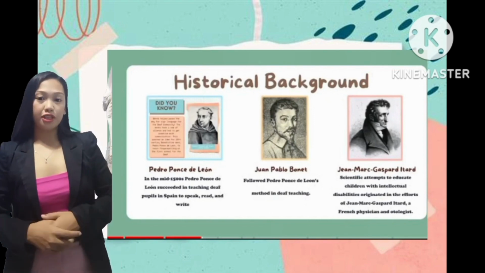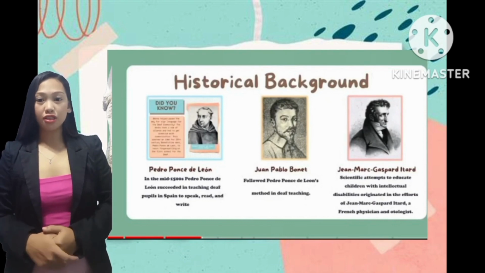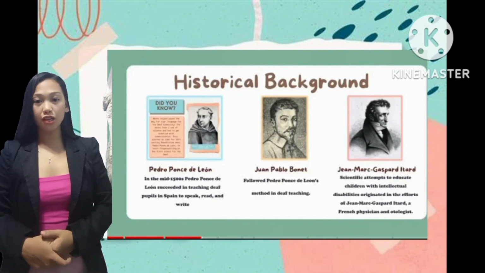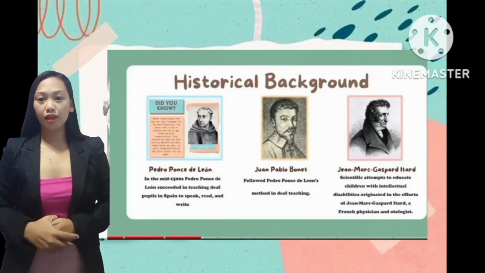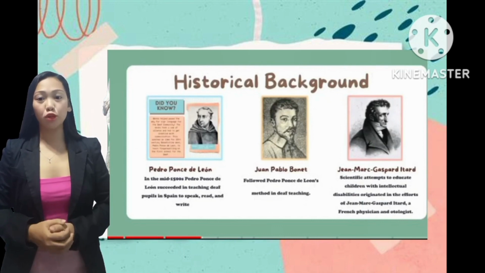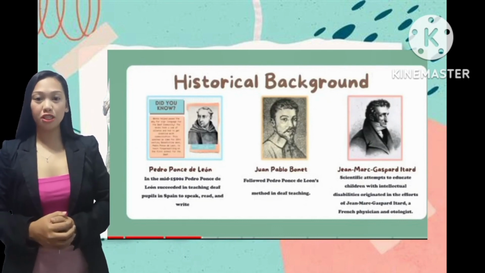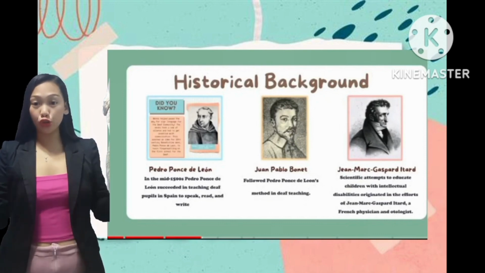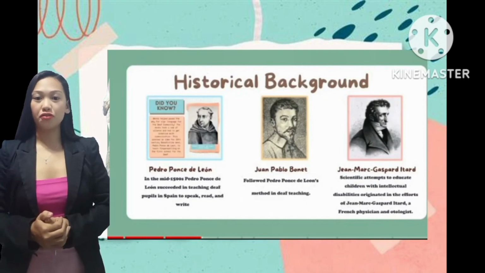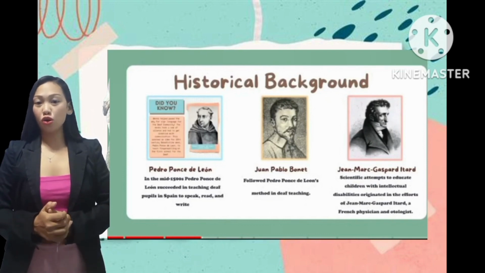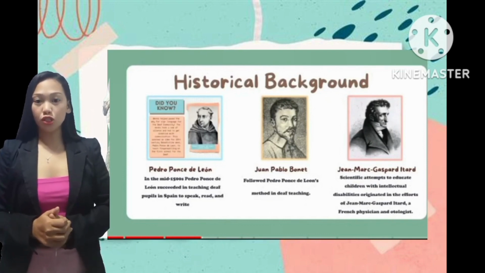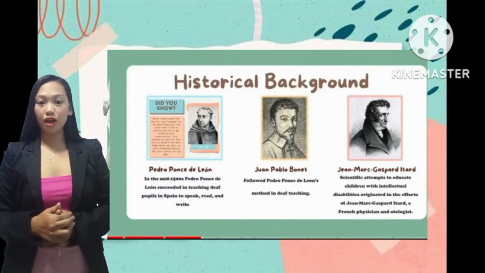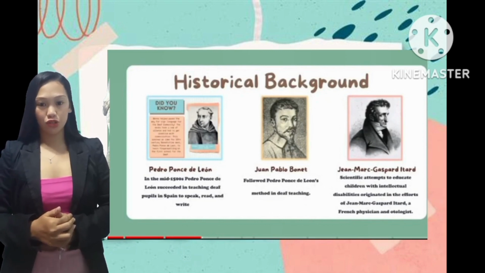But the development of techniques associated with special education did not emerge until the Renaissance, with its emphasis on human dignity. In the mid-1500s, Pedro Ponce de Leon succeeded in teaching deaf pupils in Spain to speak, read, and write. It is assumed that his methods were followed by Juan Pablo Bonet, who in 1620 published the first book on the subject. This gave rise to wider European interest in the education of deaf individuals, and no serious attempt was made to educate or train persons with visual impairments until the 18th century.